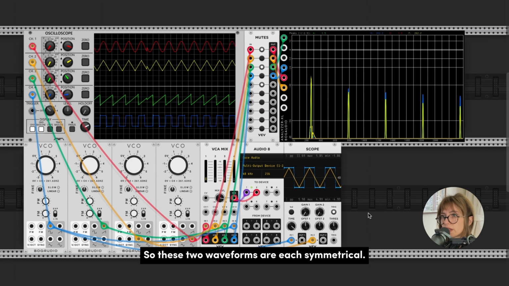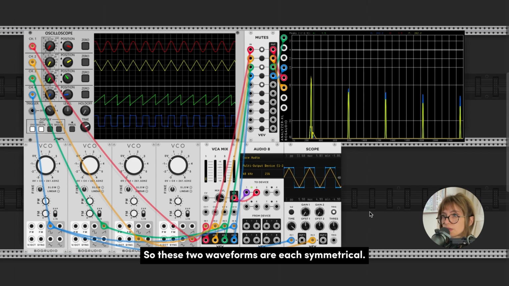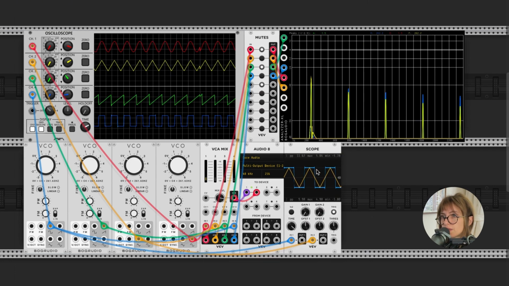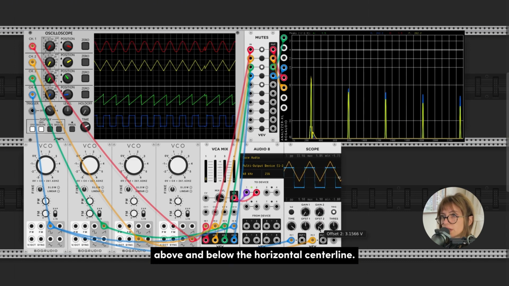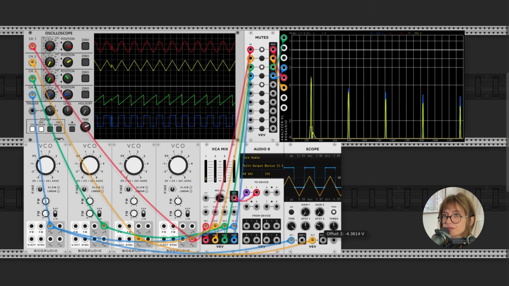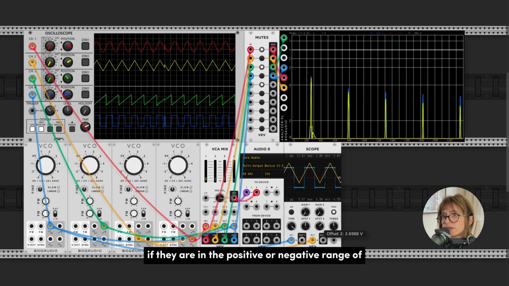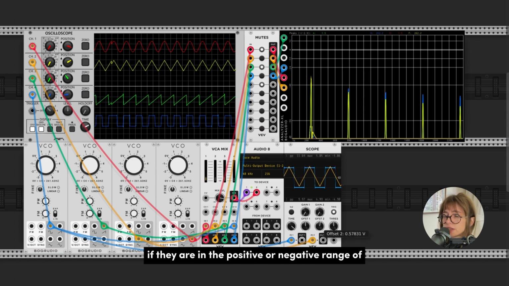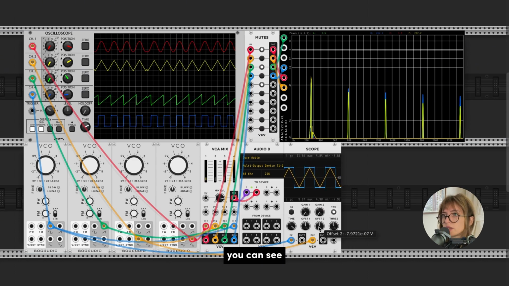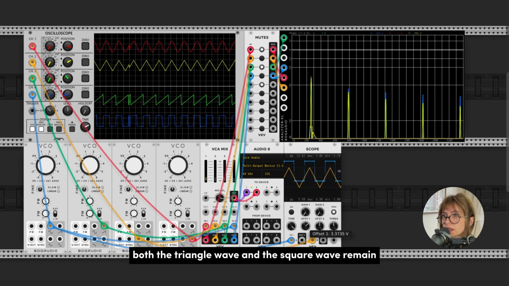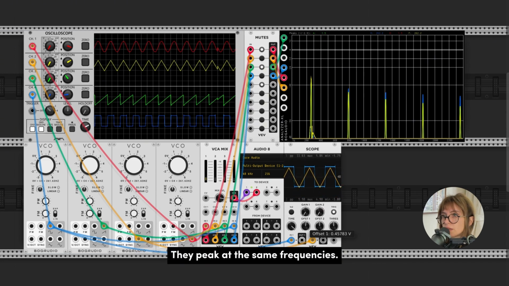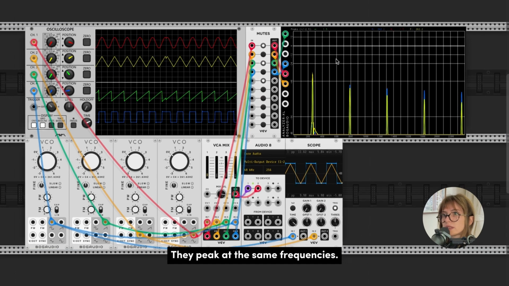So these two waveforms are each symmetrical. What does this mean? You can see they are mirrored above and below the horizontal center line. It doesn't matter if they are in the positive or negative range of voltage. You can see both the triangle wave and the square wave remain symmetrical. They peak at the same frequencies.